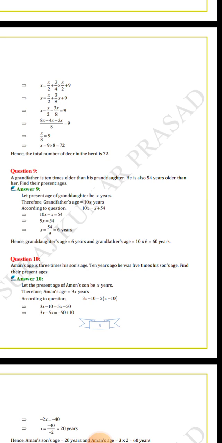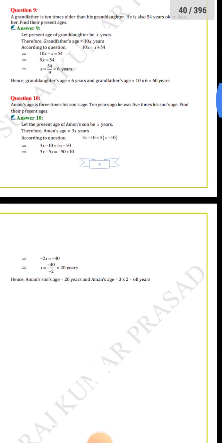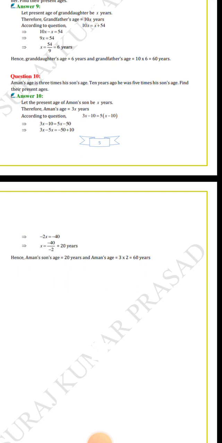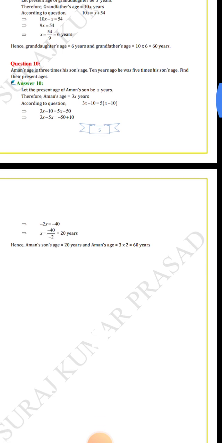Hence granddaughter's age is 6 years and grandfather's age is 10 into 6, 60 years. Let's solve question number 10. Aman's age is 3 times his son's age. 10 years ago, he was 5 times his son's age. Find the present age. Let the present age of Aman's son be x years. Therefore, Aman's age is 3x years.